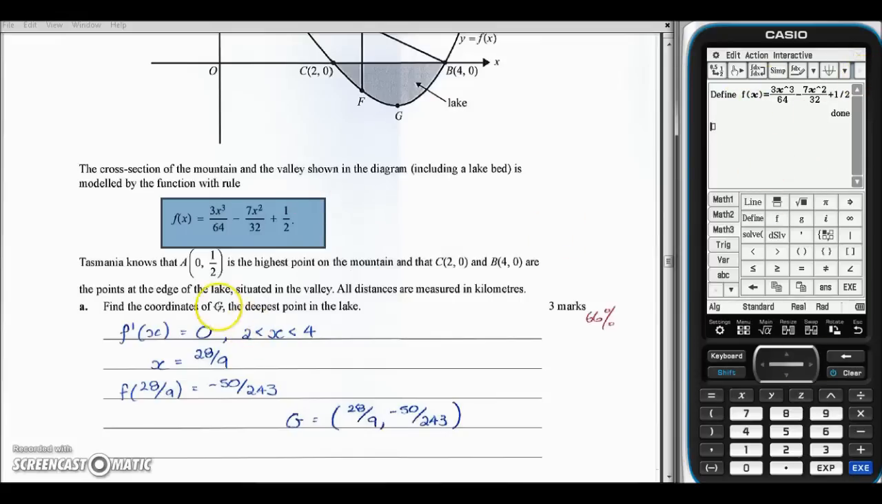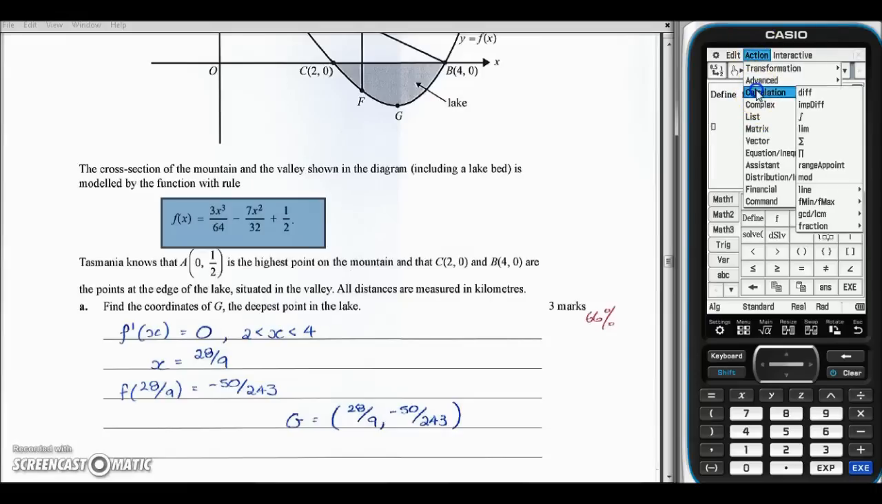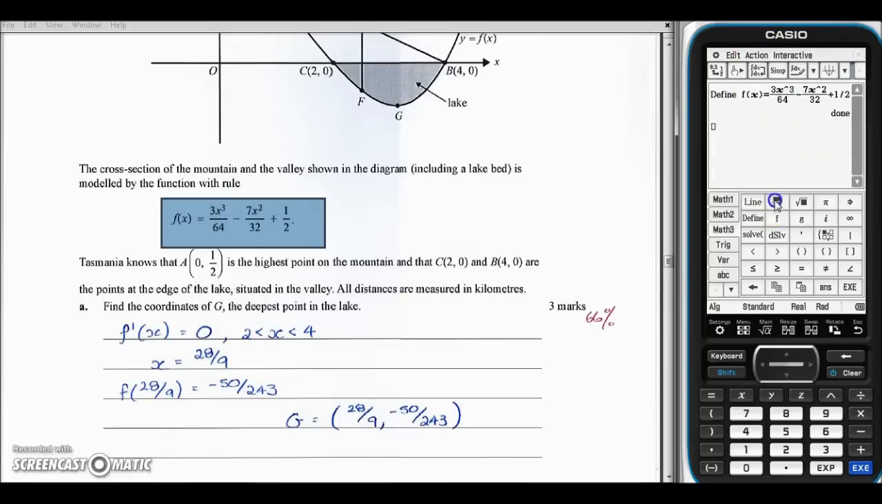So if I want to find the deepest point on the lake, I could do an f min. So we'll go into action, calculation, we'll do an f min, and all we need to do is type in f of x or drag that down, and we want to find the minimum. And of course that's given me the absolute min, so I'll put some parameters on it. Given that x is somewhere between 2 and 4. And that should give me the right answer, which is negative 50 on 243 is the minimum value when x is equal to 28.9.